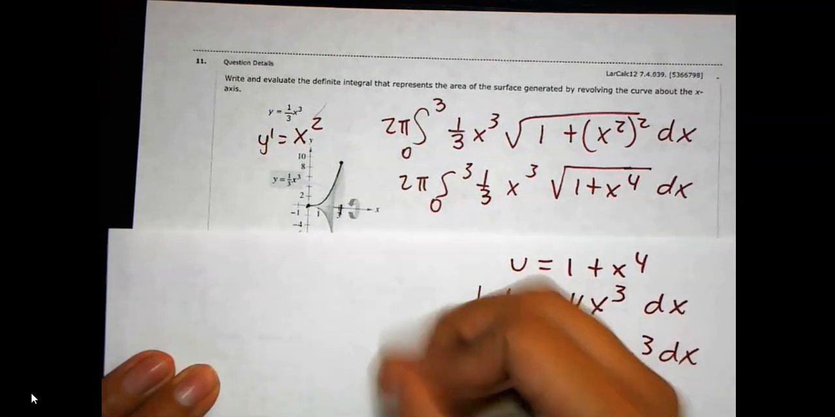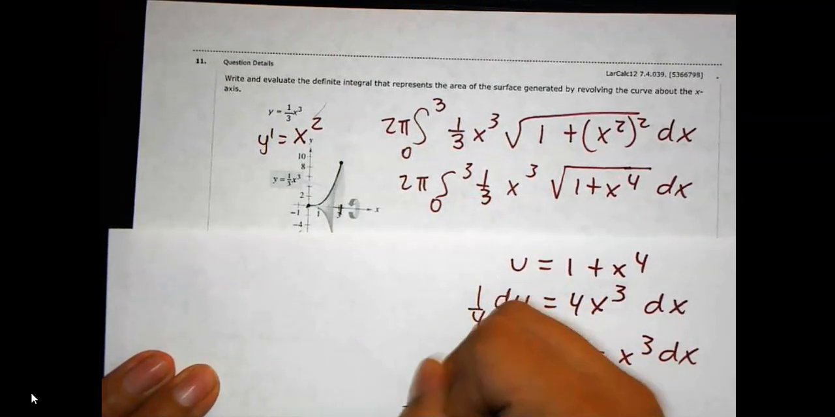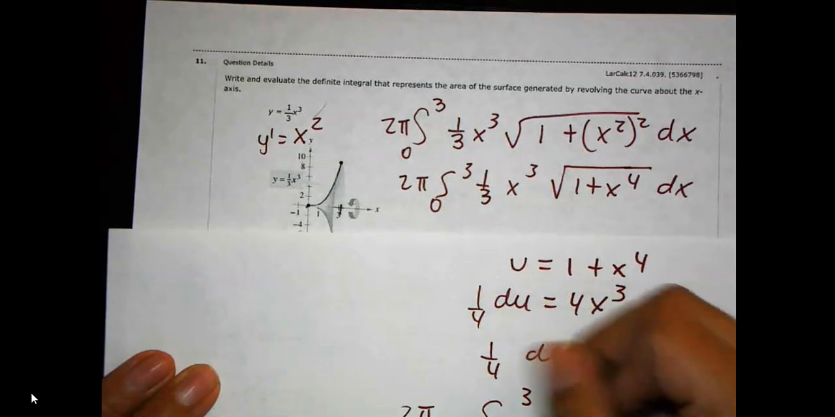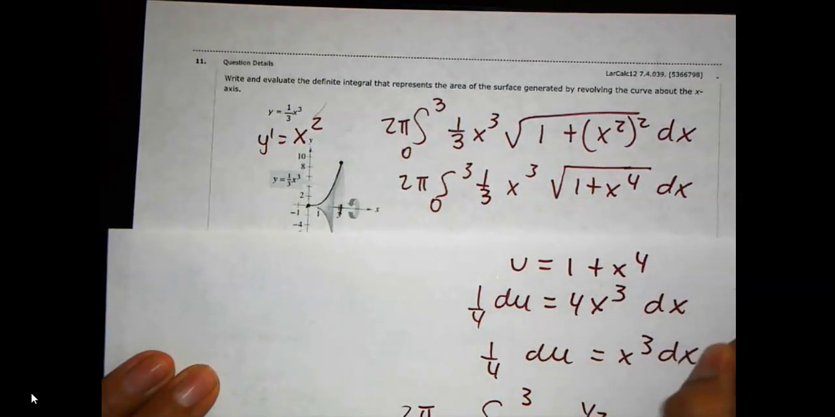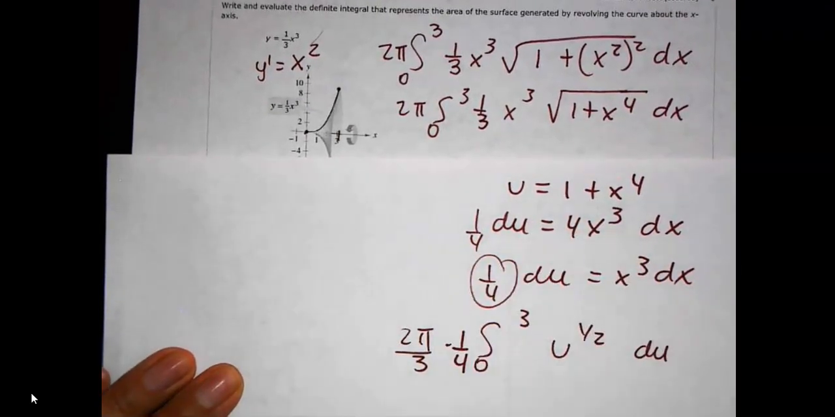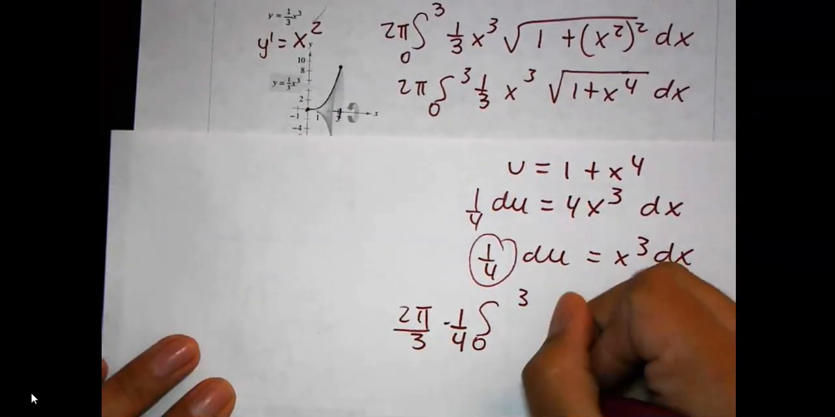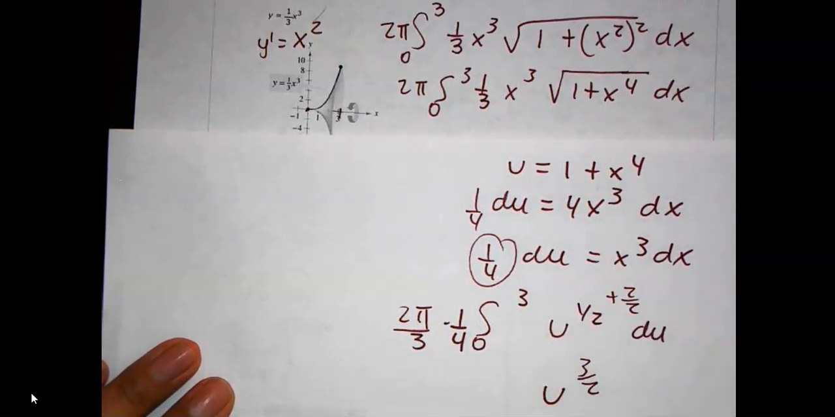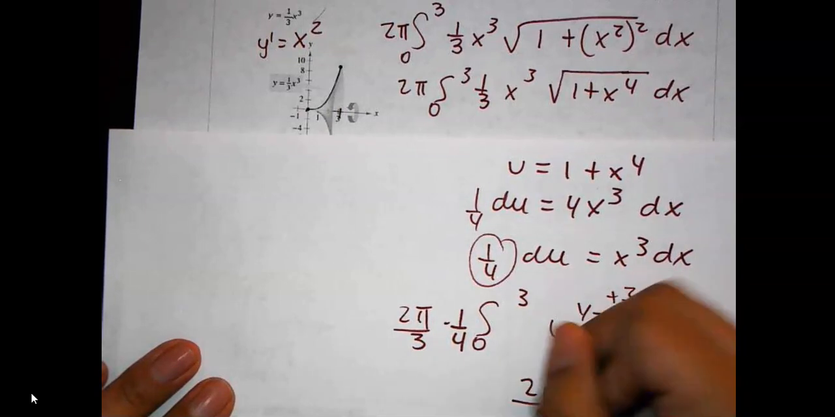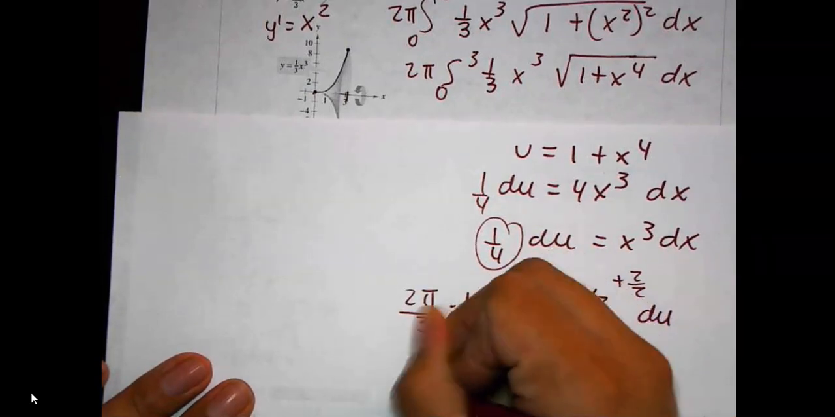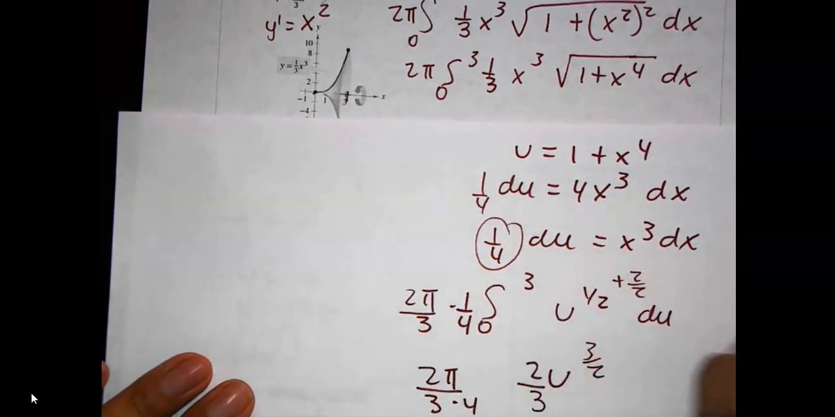I'm going to take that 1/3 also outside. So it's going to be 2 pi over 3 from 0 to 3. Instead of this, it's going to be u to the 1/2 du, and I'm going to add the 1/4. Sorry, I'm going to add the 1/4 and the outside multiplying. So the integral of this, remember, I'm going to add 1, which is going to be 2 over 2, which is going to be 3/2. Multiply times a reciprocal, which is going to be 2/3. And then I still have all of this. I have the 2 pi, the 3, and the 4, all of that multiplying.